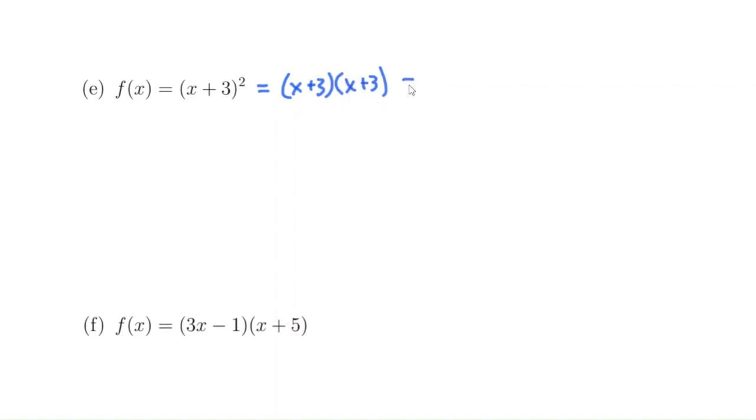And you rewrite this by foiling, right? X times x is x squared. We get a 3x from the inside two terms, a 3x from the outside. So that's plus 6x, and then 3 times 3 is 9. Now notice this really is just a polynomial. So the way we take the derivative of a polynomial, well, we already know how to do that, right? Derivative of x squared would be 2x. The derivative of 6x is just 6, and the derivative of 9 is 0, so we don't need to write it.